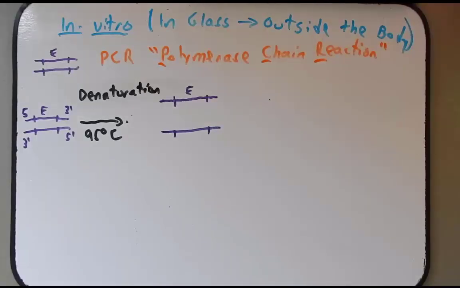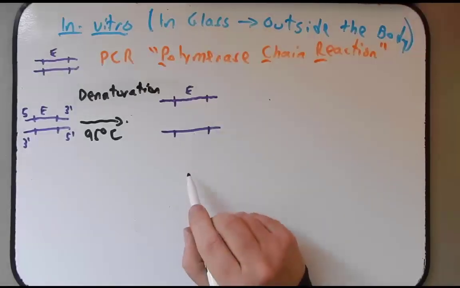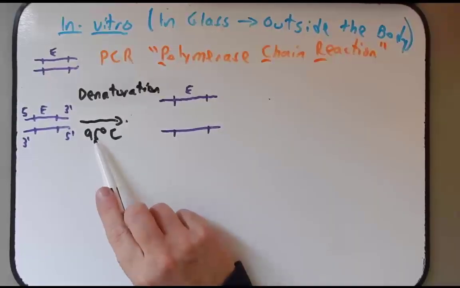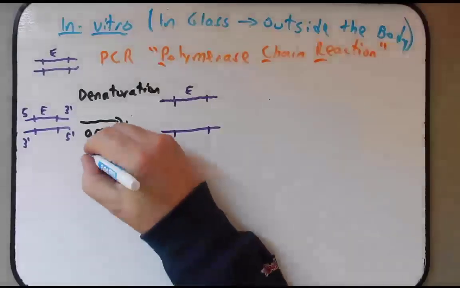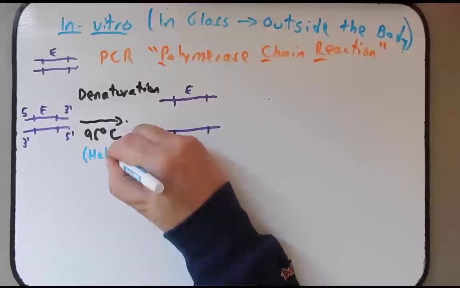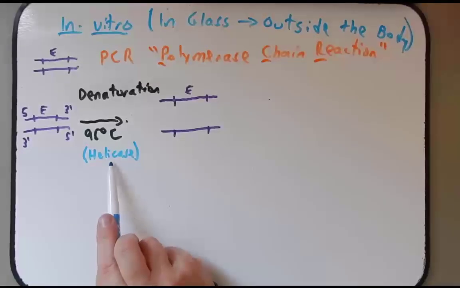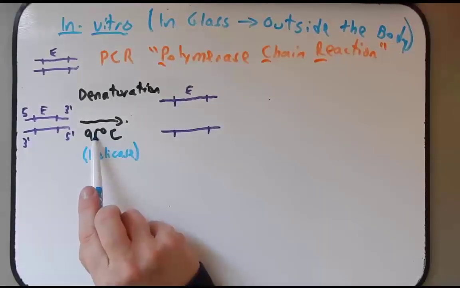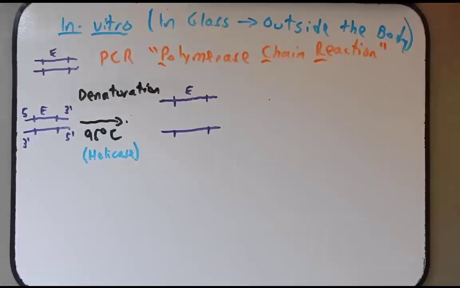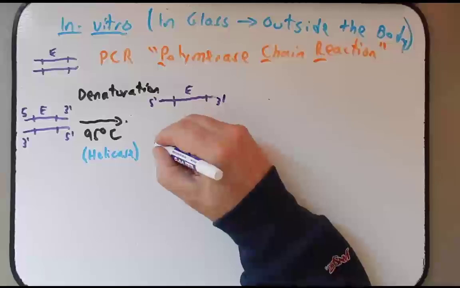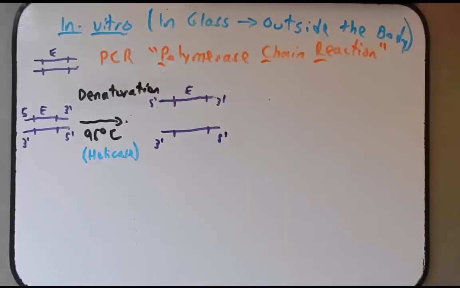So as we go through this, I'm going to indicate how it's similar to in vivo replication. So by heating this up, it's taking the place of the enzyme helicase. Remember, helicase pulled the DNA apart. It's expensive to use enzymes, so it's more efficient to just heat it up and pull those DNA strands apart. Okay, let's not forget to put our 5' and 3' ends here, because the next step is going to require some knowledge of why these ends are important.